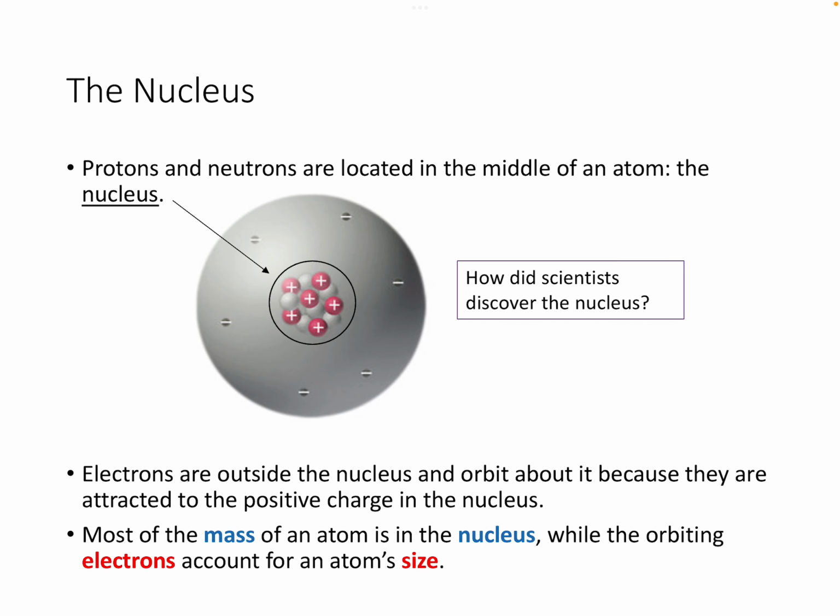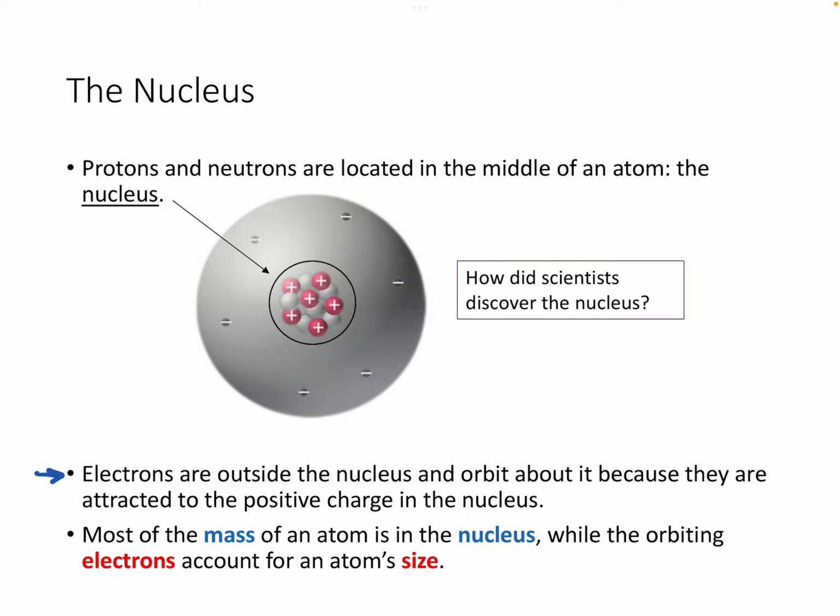So we just said that protons and neutrons are in the middle of the atom. Now, we call that the nucleus. So the nucleus contains protons and neutrons. So down below, we can see a summary here.